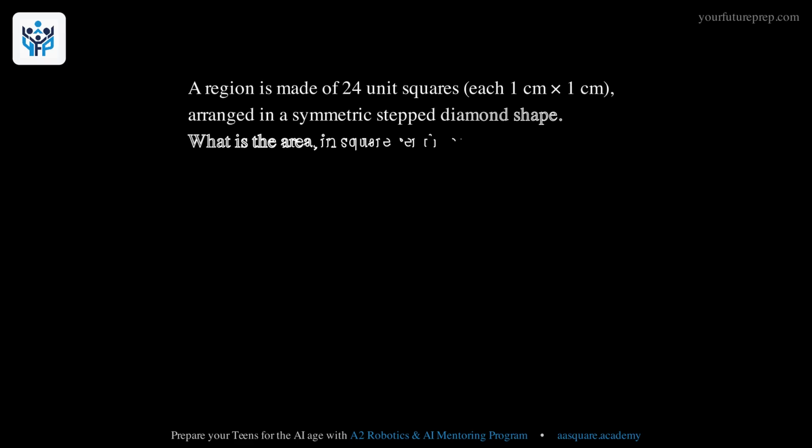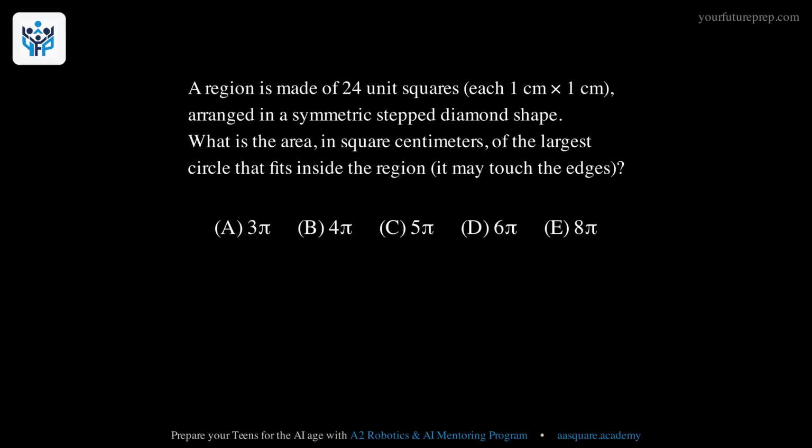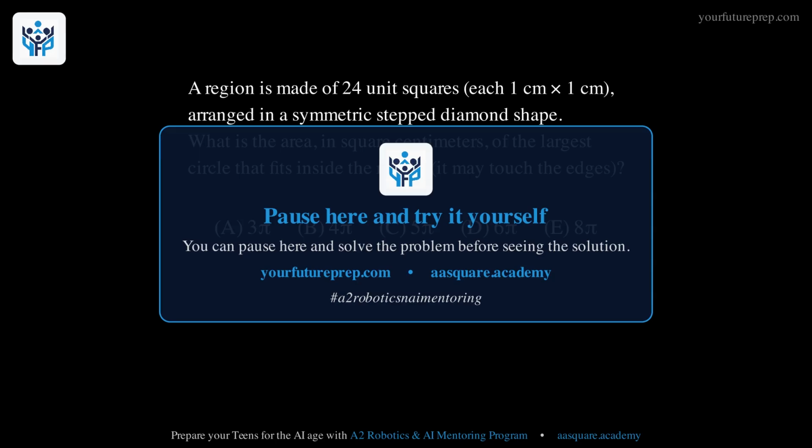A region is made of 24 unit squares, each 1 centimeter by 1 centimeter, arranged in a symmetric step diamond shape. What is the area, in square centimeters, of the largest circle that fits inside the region, possibly touching the boundaries? You can pause here and solve the problem before seeing the solution.